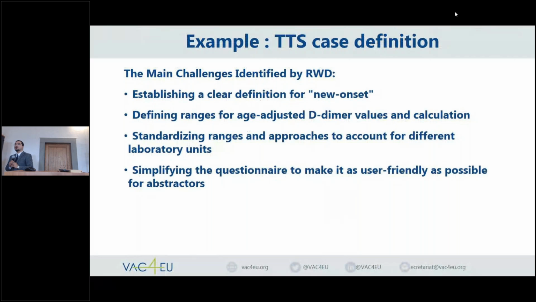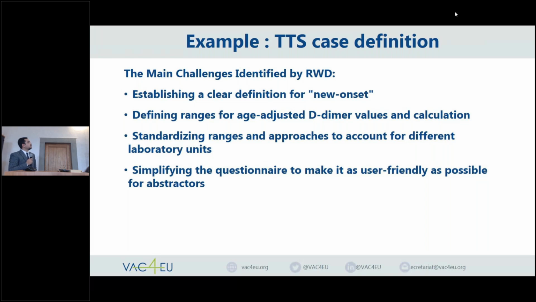Now I would like to show you an example of what adaptation we need in the TTS case definition. I chose TTS because we saw that it is the most difficult one. We have some challenges in the TTS case definition from the Brighton Collaboration. For example, the Brighton definition mentions thrombocytopenia with new onset. Abstractors need to know what we mean by new onset: 10 days, 2 weeks, 1 month. So we need to establish a clear definition for some terminology like new onset.